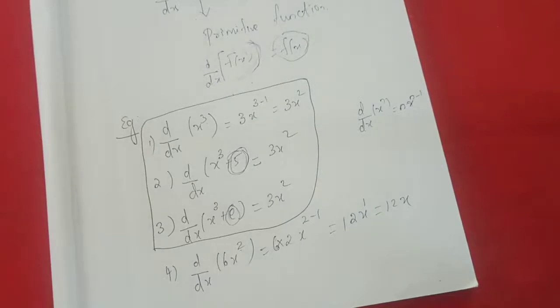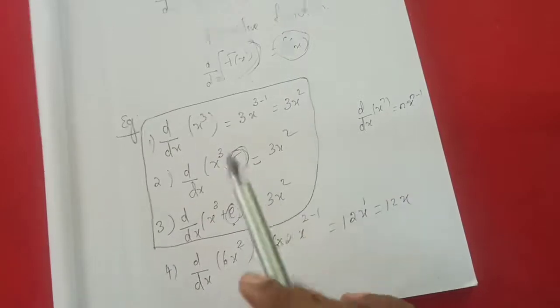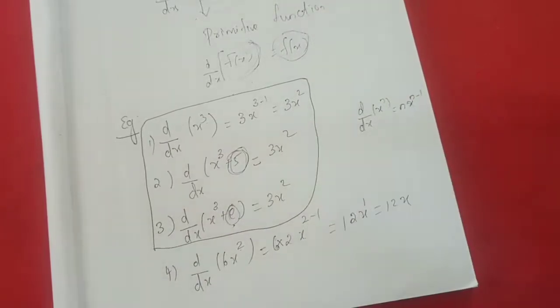What about the derived function here? 3x square is the derived function. What about the primitive function? The primitive functions are different. In the first example, x cube is the primitive function. In the second example, x cube plus 5 is the primitive function. In the third example, x cube plus e is the primitive function. But all the derived functions are the same. So this indicates that the primitive function need not be unique. From these 3 examples, you need to know the primitive functions are not the same, but the derived functions are all the same.